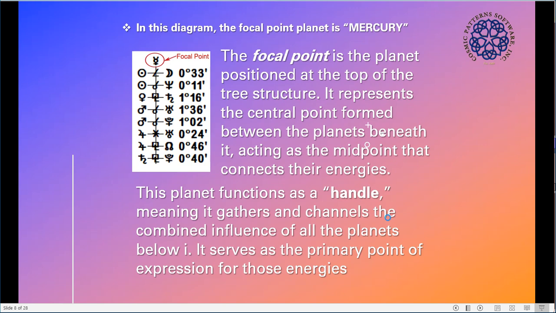This planet functions as a handle, meaning it gathers and channels the combined influence of all the planets below it. It serves as the primary point of expression for those energies. So in this diagram, the focal point is Mercury. Right here, it is Mercury.